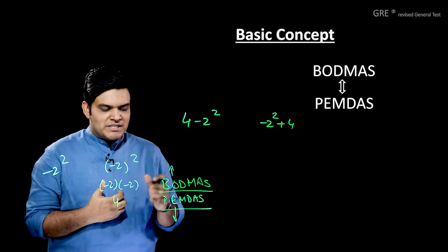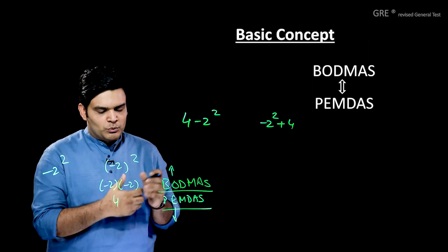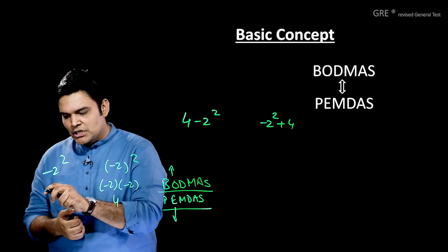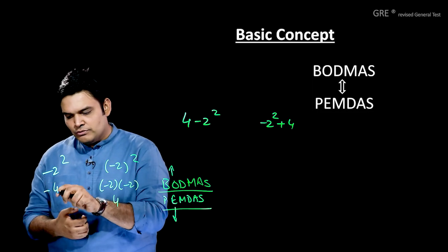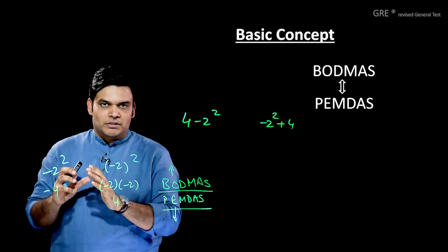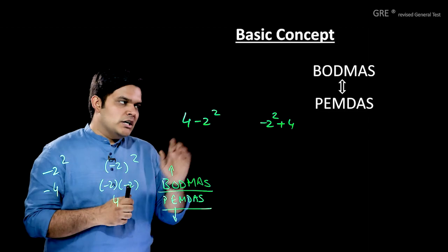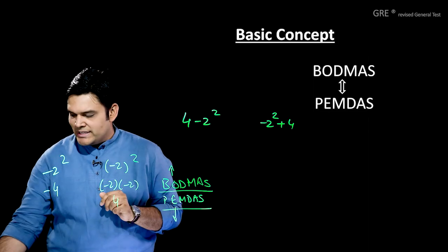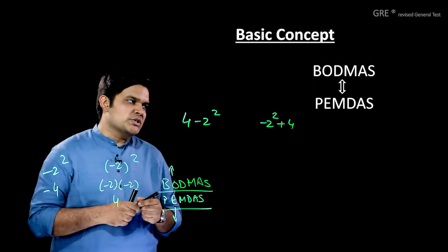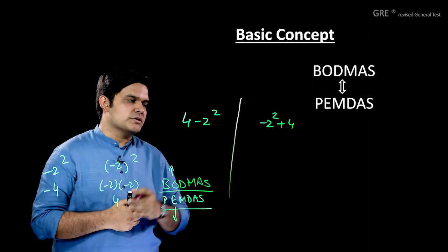If I relate here, if there's no bracket, we have to first solve the exponent, which means we have to solve this, and here we're going to get minus of 4. This is one aspect, the way we can relate the concept here, which is coming from PEMDAS or you say BODMAS. Apart from that, if I just relate the expression, what we have is 4 minus 2 square and minus 2 square plus 4. Two different expressions.